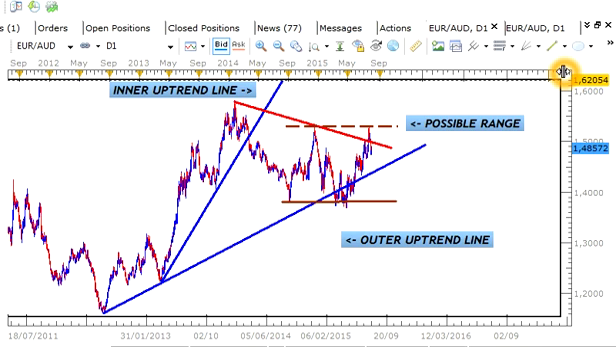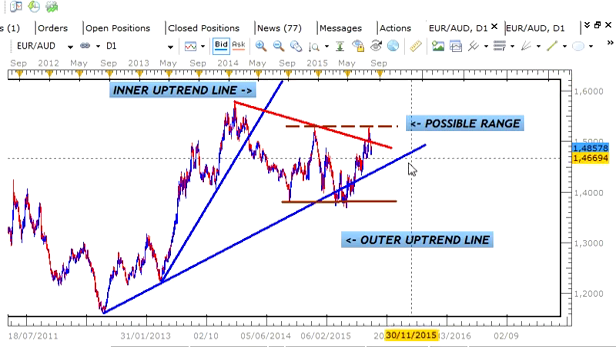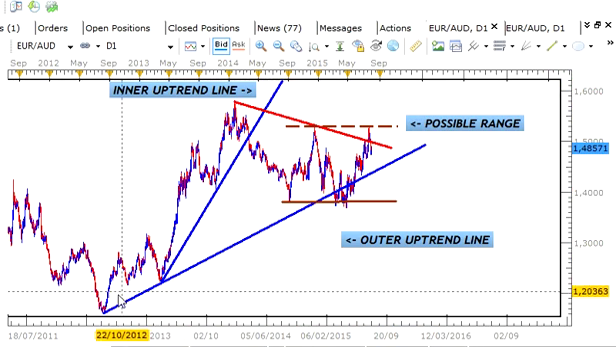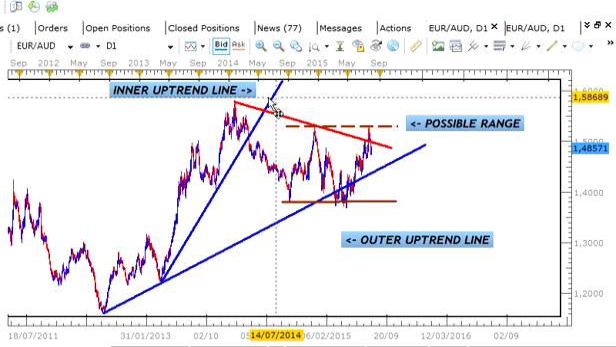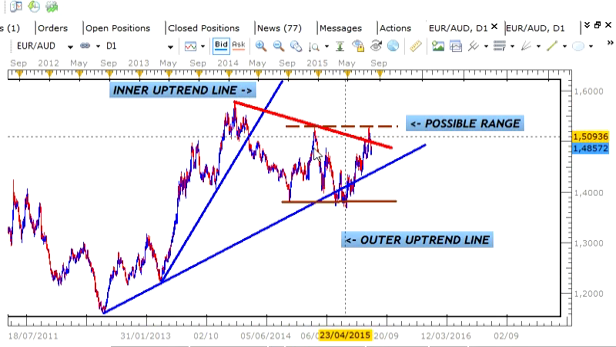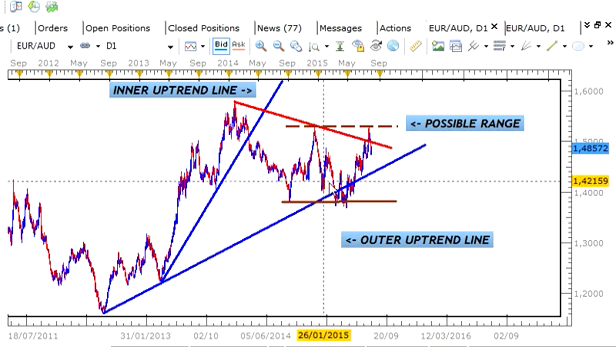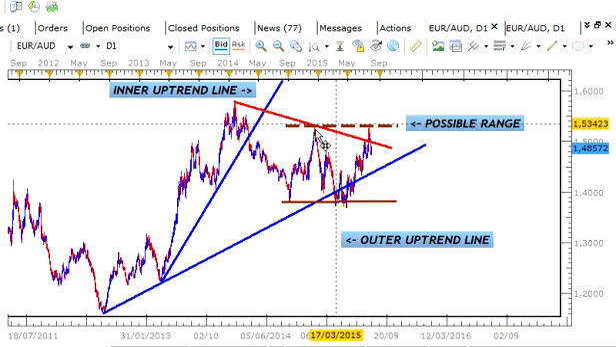Today I'm going to be taking a look at the situation on the Euro Aussie pair. Here we actually have a very interesting scenario taking place. We're in a very strong uptrend where the market is now in a sideways movement above the outer uptrend line.